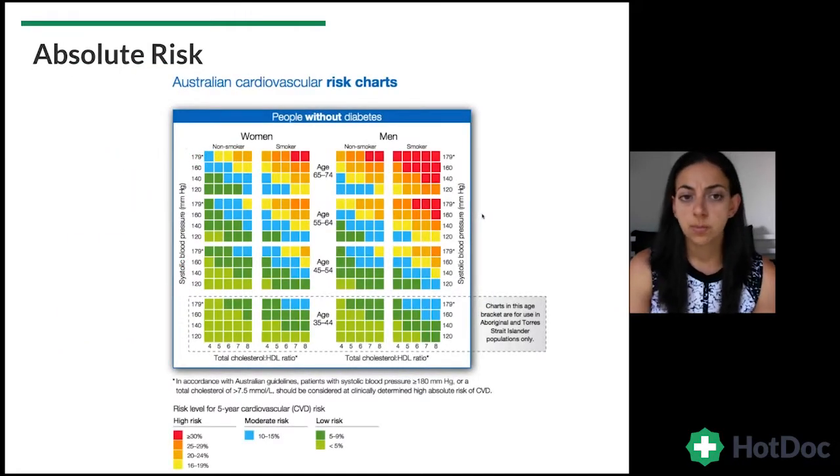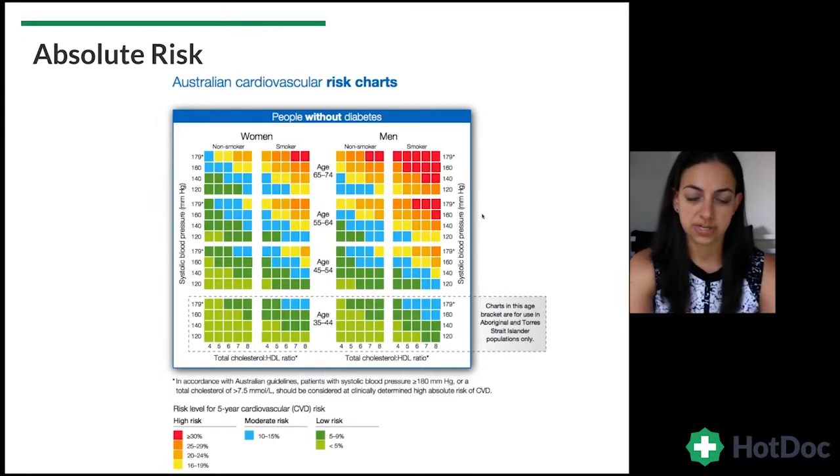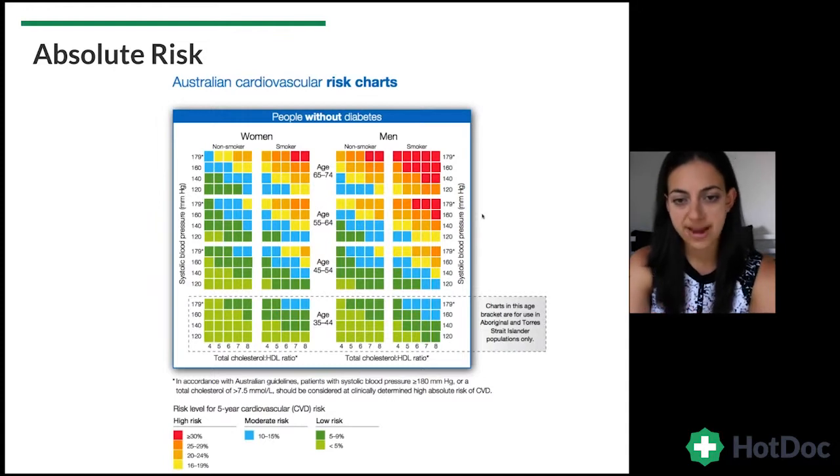Now, you may be familiar with these charts. I quite like using these charts with patients because it's obviously very visual. You have a color scheme of risk. And the way we use these, there's two charts. One is for people without diabetes and one for people with diabetes. So this is the one for our patients without diabetes. The way we would use it is, as you can see, you've got a section for women and men.